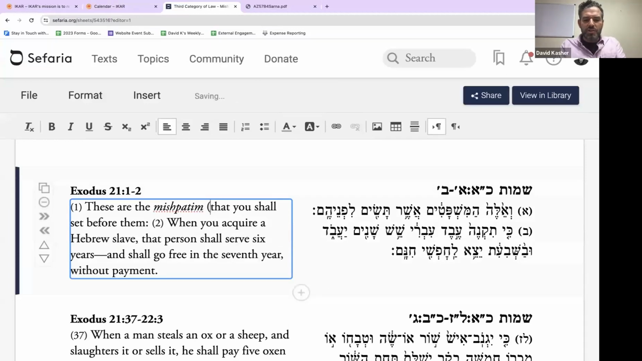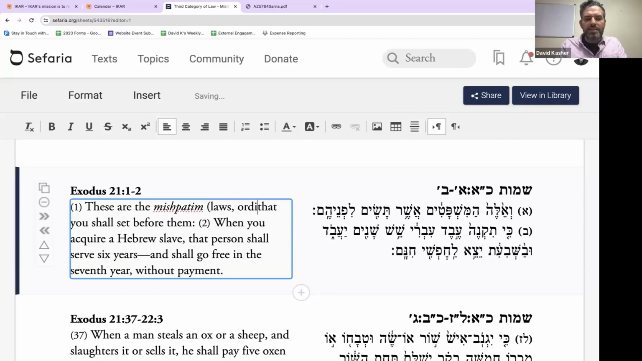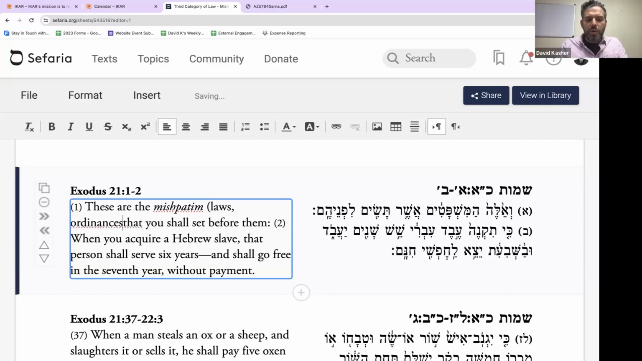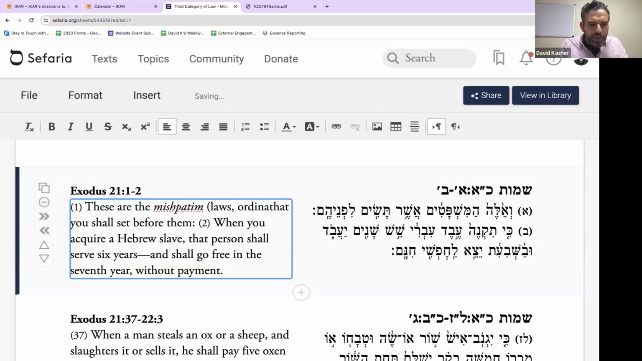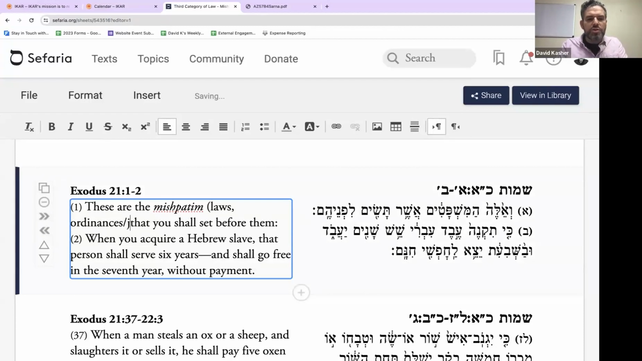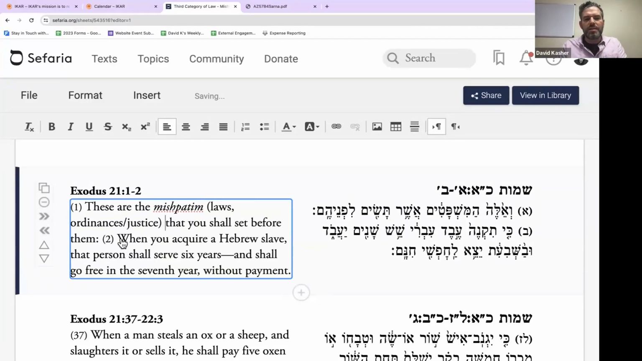So Mishpatim can just mean laws, but it is a certain kind of law, and we sometimes refer to it as ordinances. I don't know if that helps a lot. And sometimes we just use the word to mean justice. Mishpat is justice. And that gives you a hint. If this is a word for law, but it's also a word for justice, you have a sense of what these laws might be about, some kind of justice, but aren't all laws about justice? Aren't all laws about justice?